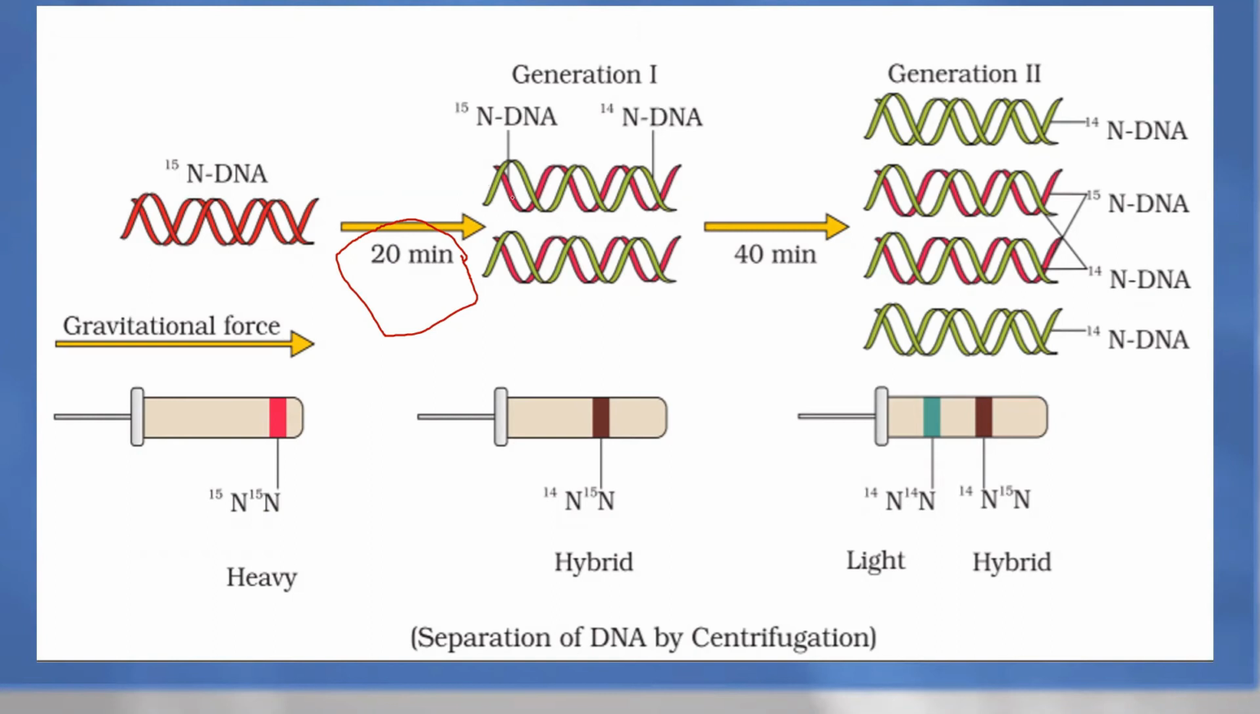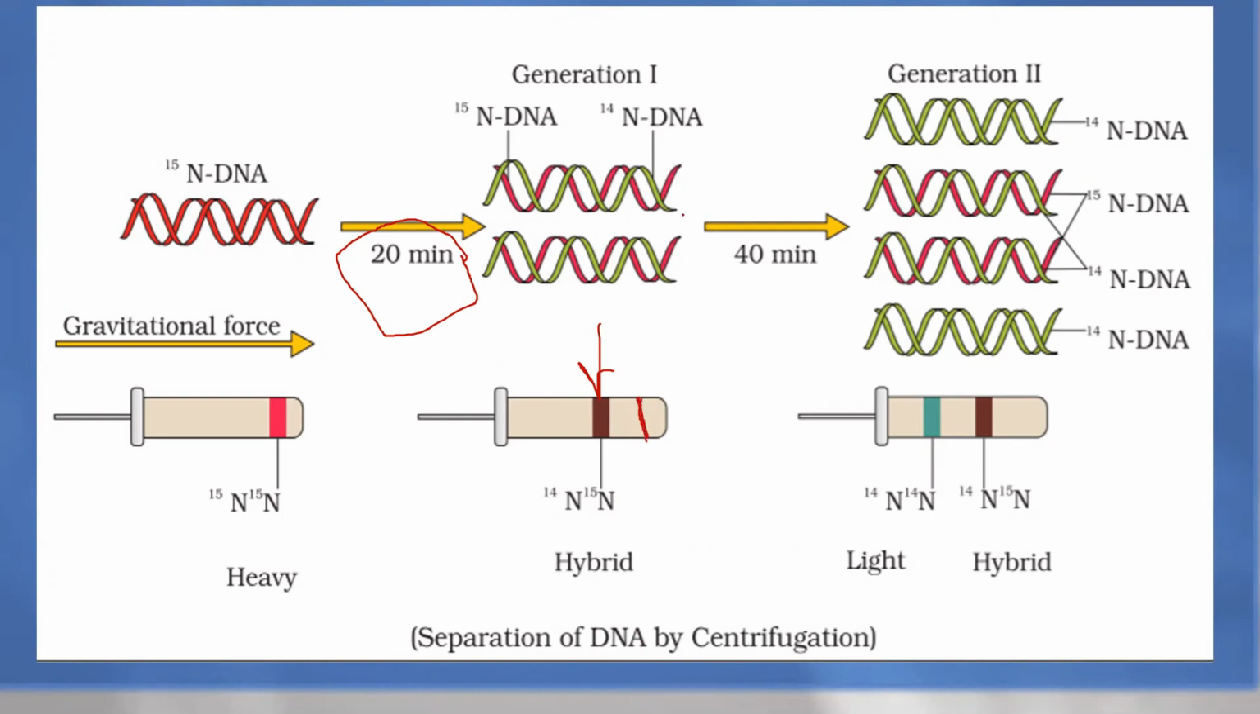Now when it was allowed to multiply in the normal N14 nitrogen source, what happened? One strand from the previous one and one strand from the new medium got incorporated in the DNA. And again, by density gradient method, their density was observed. Now you can see that this density pattern is different from this. Earlier, it was somewhere here, like this.